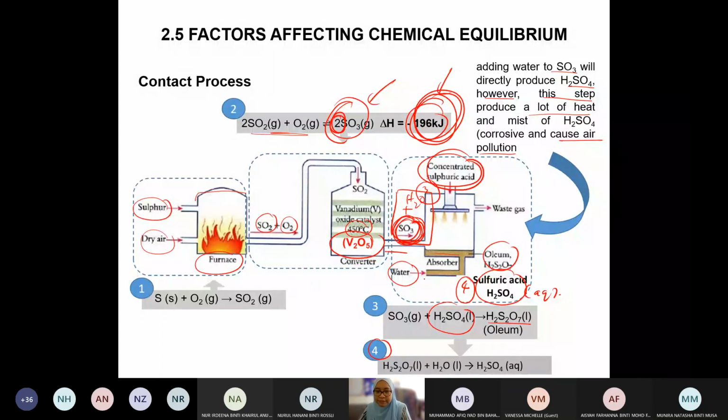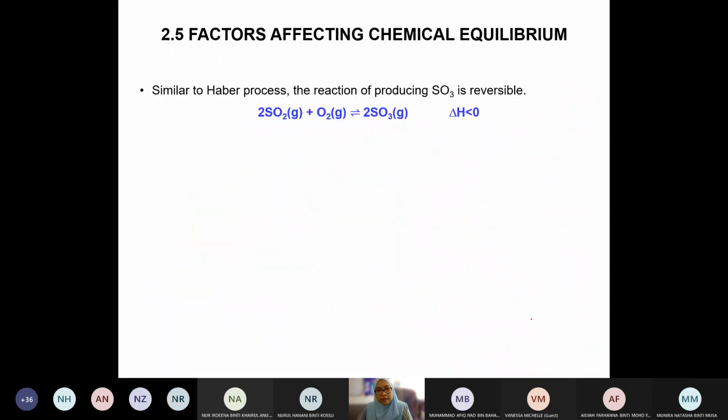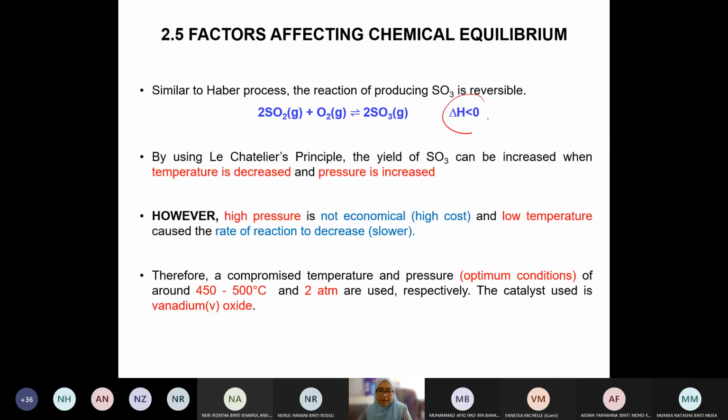Then this oleum, okay, baru react dengan water to produce H2SO4 aqueous. Right? Similar to Haber process, the reaction of produced SO3 is reversible, okay, and it is exothermic. By using Le Chatelier's principle, the yield of SO3 can be increased when temperature is decreased and pressure is increased. Okay, ingat, we want this one, SO3, because SO3 will be used to produce H2SO4.